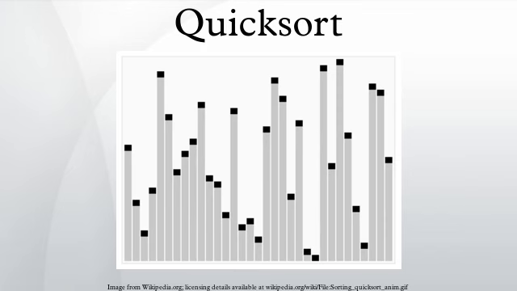Bucket sort with two buckets is very similar to Quicksort. The pivot in this case is effectively the value in the middle of the value range, which does well on average for uniformly distributed inputs.